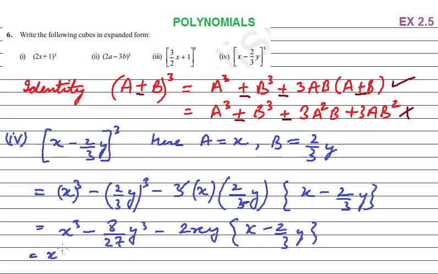Okay, now last step, that is the concluding step. 2xy into x will give 2x square y. And minus 2xy into minus 2 by 3y is minus minus plus. 2 2s are 4, x is x, y into y is y square, and this is 3 here. So that's all about question number 6, fourth part. Let's move on to the next question now.